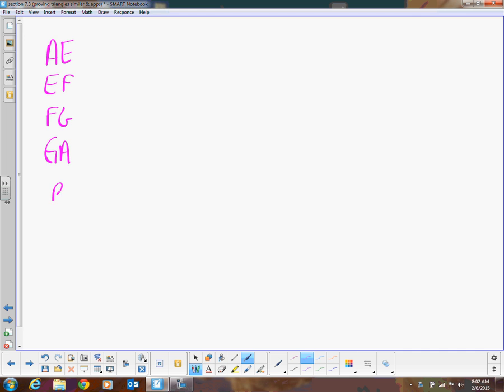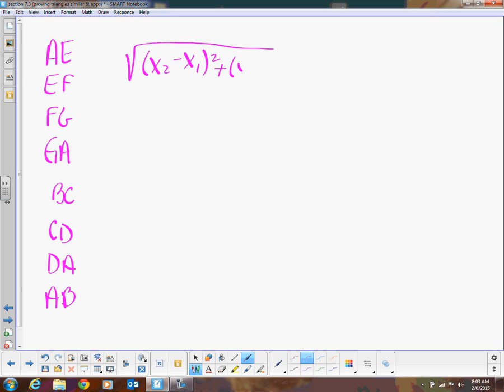Then you're going to find the length of BC. You're going to find the length of CD. You're going to find the length of DA. And you're going to find the length of AB. All right, and if you recall, that is the distance formula, which is x2 take away x1, quantity squared, plus y2 take away y1, quantity squared. Then the angles, yeah, you did have to do that problem.